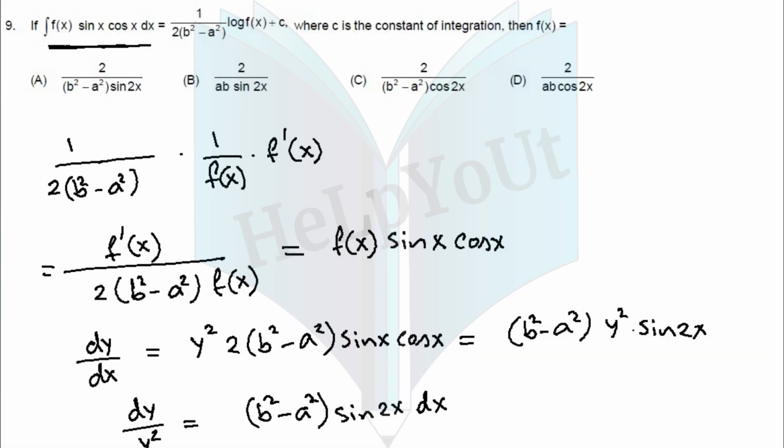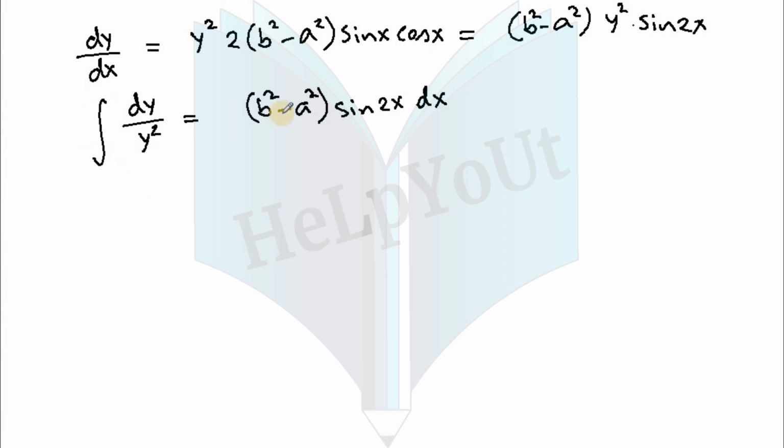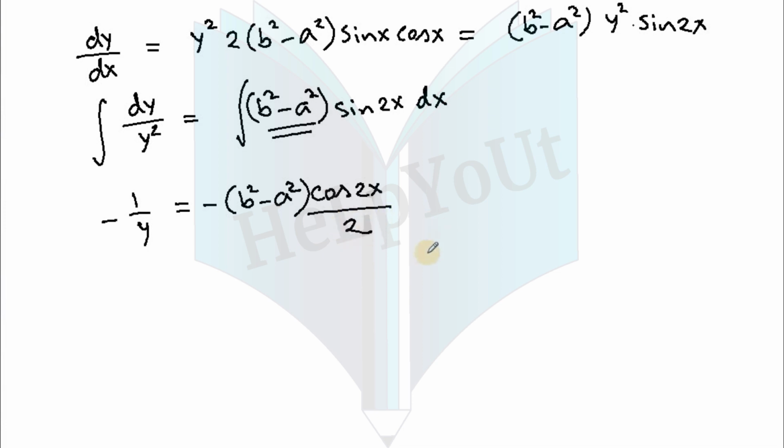Okay, I need more space, just a moment. So if we integrate this part, it gives minus 1 by y, and this part was constant, so this is easy. B square minus a square goes outside, and for sin 2x, the integration of sin is minus cos, right? So this will be cos 2x, and we had another 2 here, because of that we have to divide by 2. This we got, plus some constant here, though this is not so important.